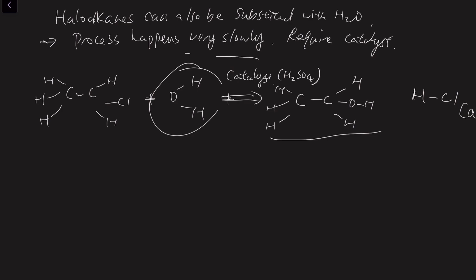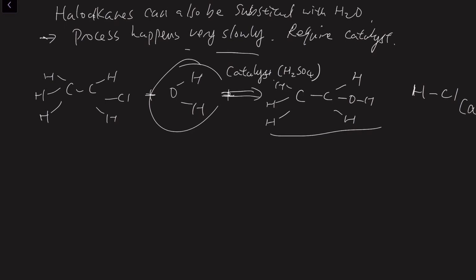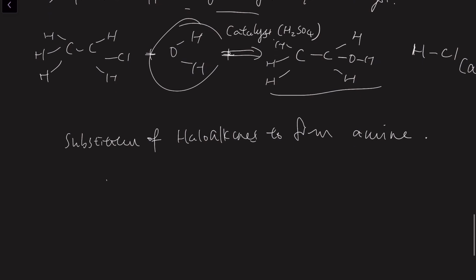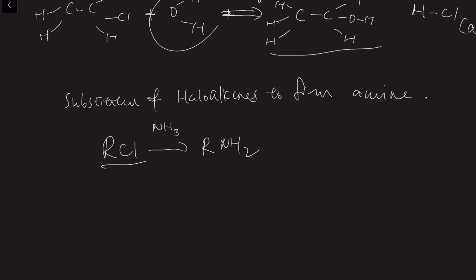So another substitution reaction is the substitution of haloalkanes to form amine. So the general equation looks like this. So you have haloalkane with NH3 ammonia as one of the reactants to form amines. So this is really the organic compound of the reaction. And the inorganic ammonia is at the top of the arrow. And it is also part of the reactant.